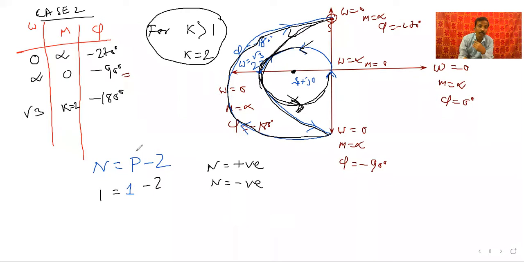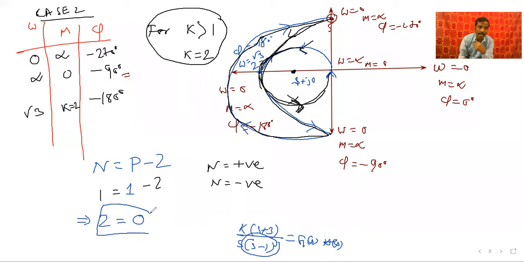Why? Because the transfer function G(s)H(s) equals k(s plus 3) divided by s(s minus 1). In this case, there is one pole at the right hand side. So what is the value of Z? Z equals 0. So for k greater than 1, the system is stable, because Z equals 0. If Z has some value, the system will be unstable.